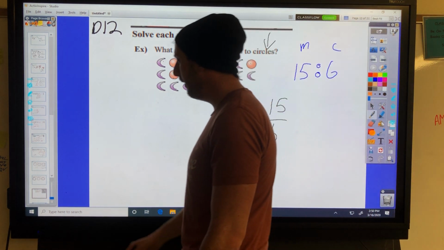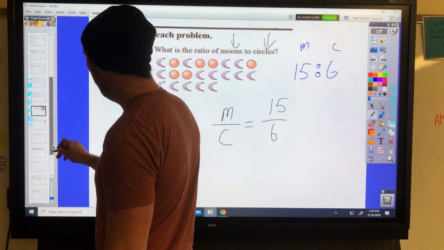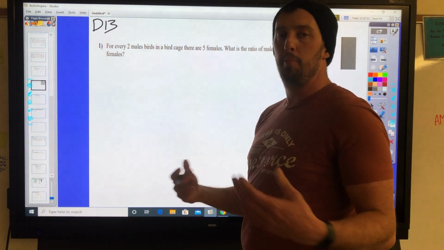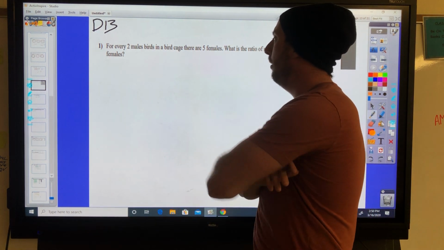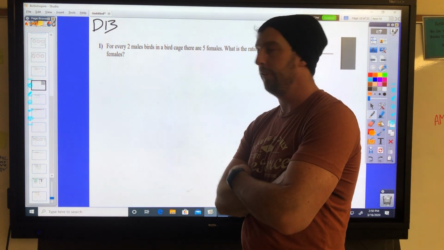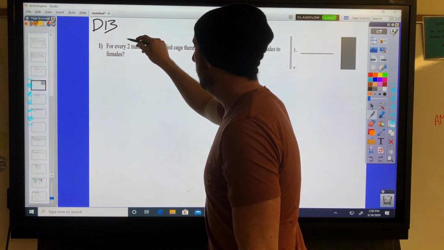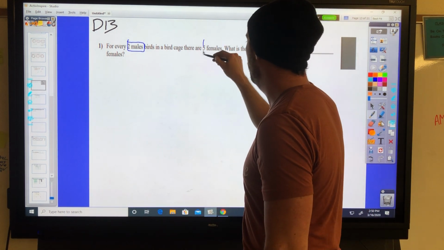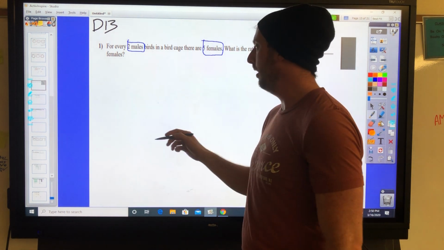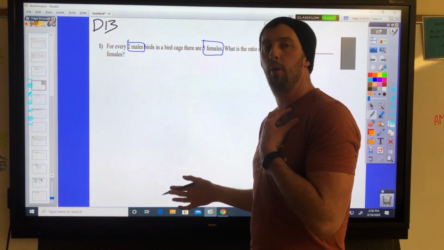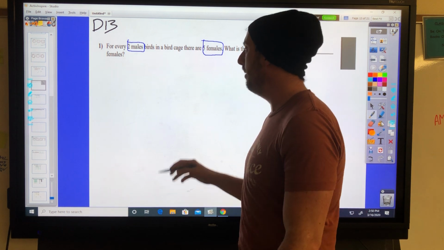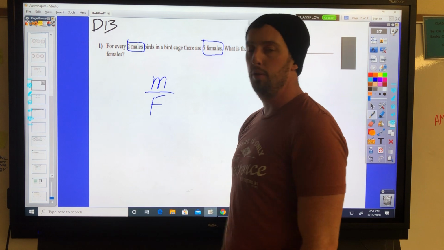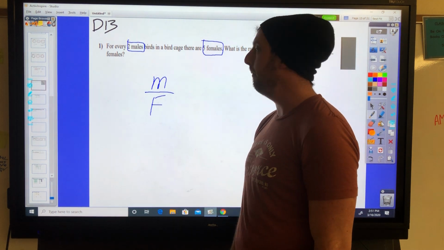Cool. All right, day 13, we're getting there. Day 13. Here we go. This one is actually just comparing ratios. For every 2 male birds in a bird cage, there are 5 females. So it's really important. I would first ask, what are we comparing? Well, we're comparing males to females. You can just follow along with your paper if you have that out, or have it on a side window, doesn't matter. So we're comparing 2 males to females. Those are the 2 quantities we're comparing with this ratio problem.